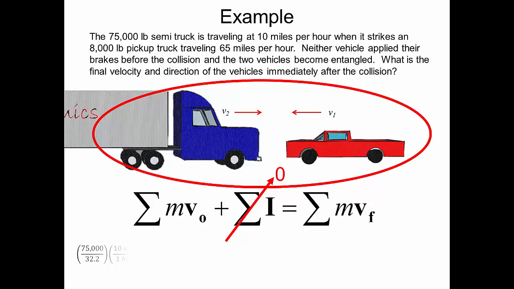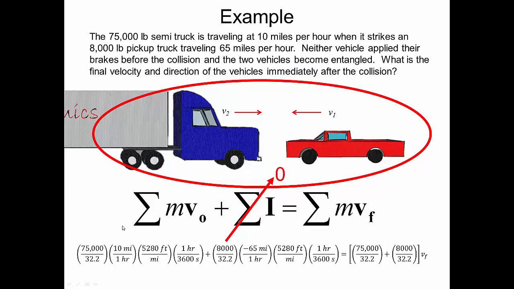We can write in our equation with what we know, so that we start with the mass of the semi-tractor trailer times its speed, 10 miles per hour, with our conversion factors to get everything into feet per second, plus the mass of the pickup truck, 8,000 pounds divided by 32.2 to give us a mass, times its initial speed, which is negative 65 miles per hour because it's in the opposite direction, times its conversion factors, gives us the final mass, which is both vehicles combined, times the final velocity.